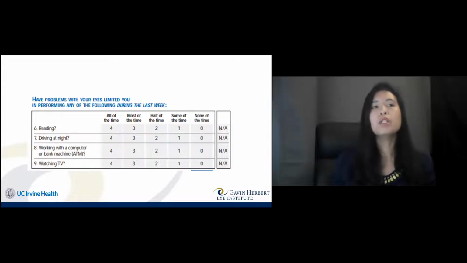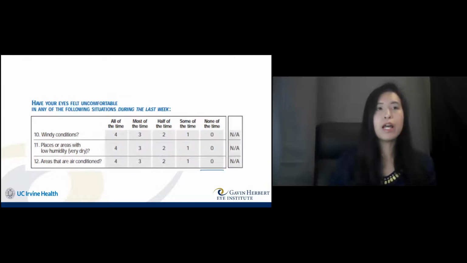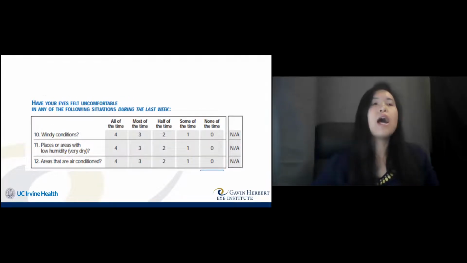Okay, so numbers 6, 7, 8, and 9, either write a numerical score, or if, for example, you don't own a car, so you don't drive, you can write not applicable for that. All right, and our last set of questions is, have your eyes felt uncomfortable in any of the following situations during the last week? Again, on a scale of 0 to 4, and you can pick not applicable if this condition doesn't apply for the last week.